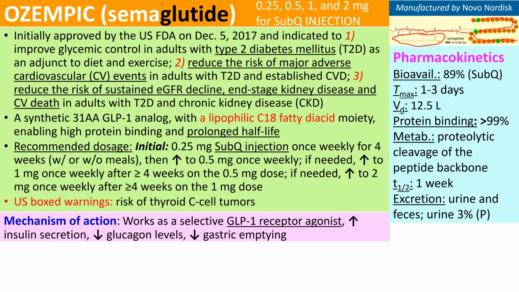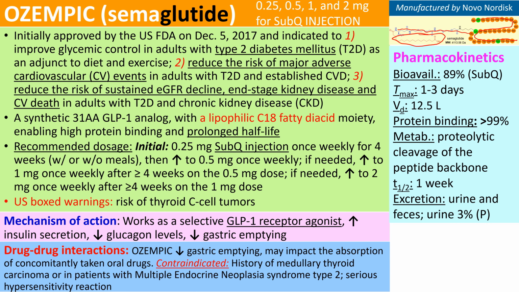Metabolism. This peptide analog will go through hydrolysis via proteolytic cleavage of the peptide backbone. Half-life is about 1 week. Given this is a very long half-life, about 1 week, therefore if you look at the dosing regimen, it's given by subcutaneous injection once weekly. Excretion is in the urine and feces. In the urine, about 3% is excreted as the parent drug molecule.